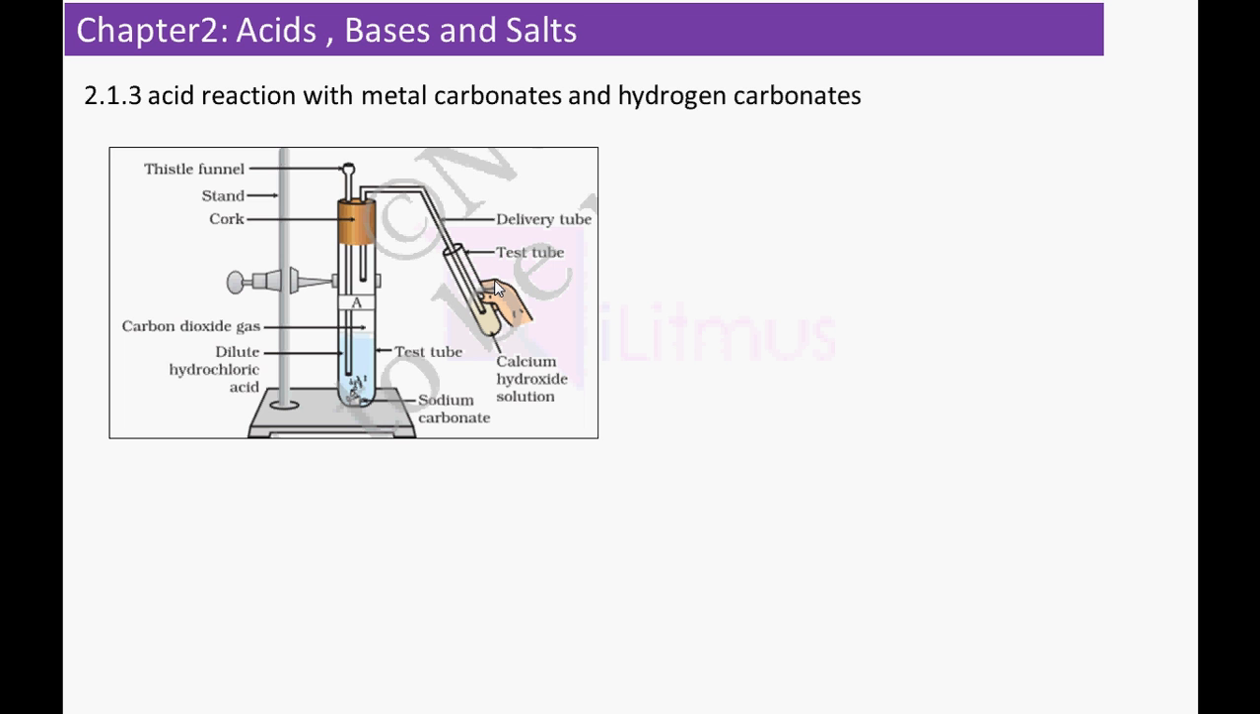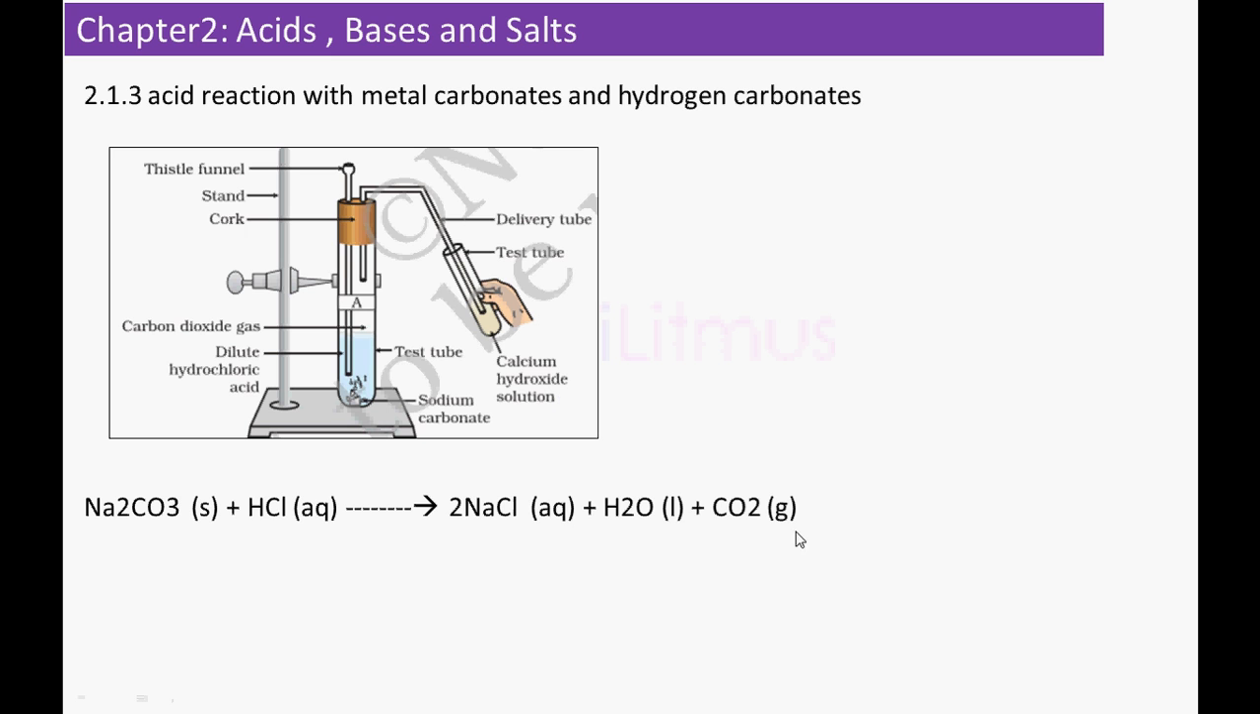So again, a typical setup has been given: here is sodium carbonate, and this is hydrochloric acid inside the test tube. Then it is warmed, and from here you can see the carbon dioxide coming out. How do you test that this is carbon dioxide? When you pass it into a calcium hydroxide solution, it forms calcium carbonate, which is precipitated in that tube. In this way you can know that this is carbon dioxide gas coming out.